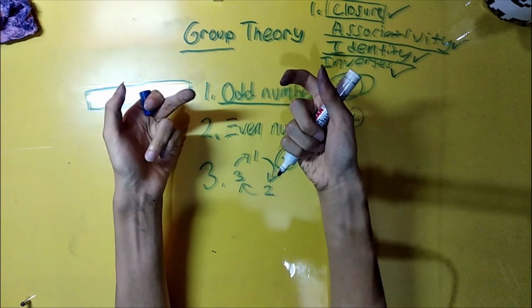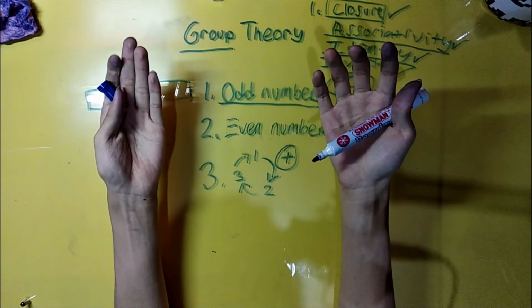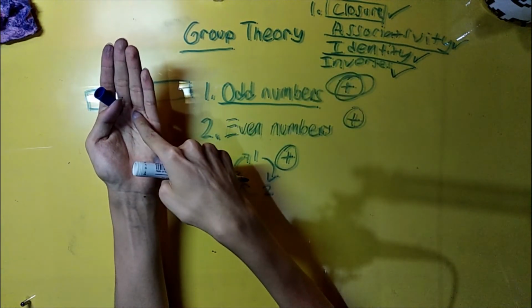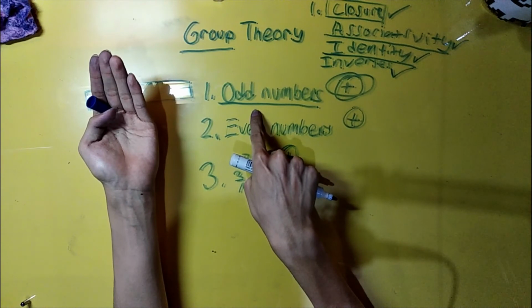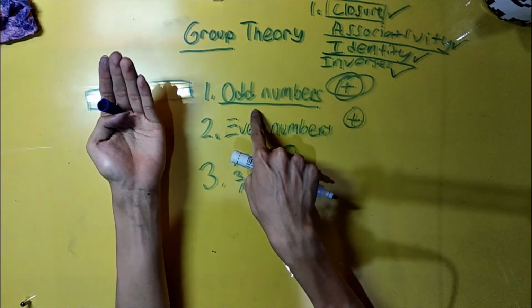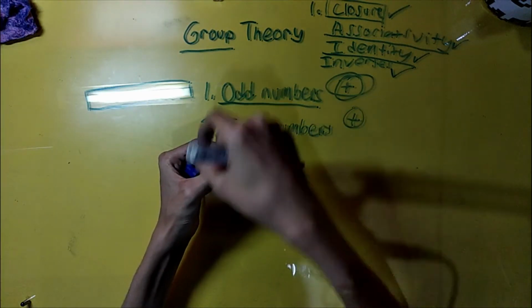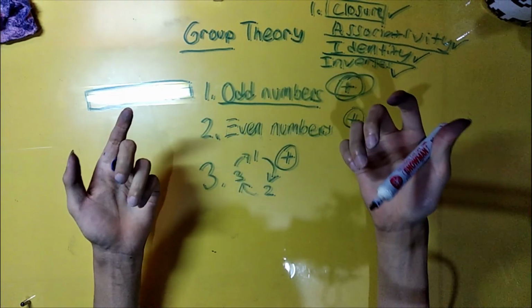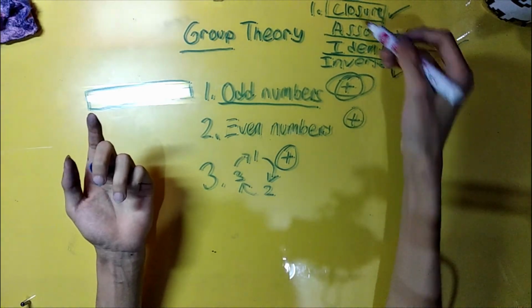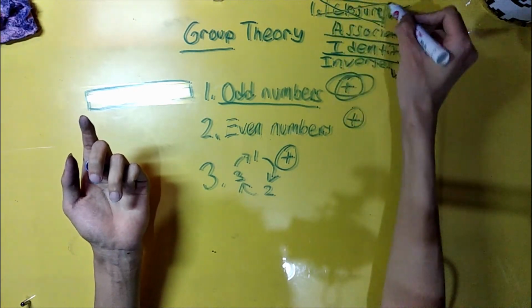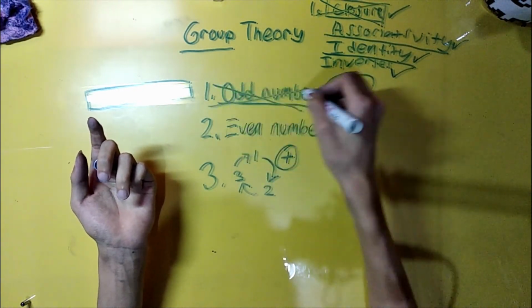What's 3 plus 1? That's 4. What's 4? That's definitely not a part of the odd numbers. It's outside of the group. You add 2 things together and you get something that is outside. That's not what's supposed to happen. So odd numbers does not satisfy closure. It is not a group.